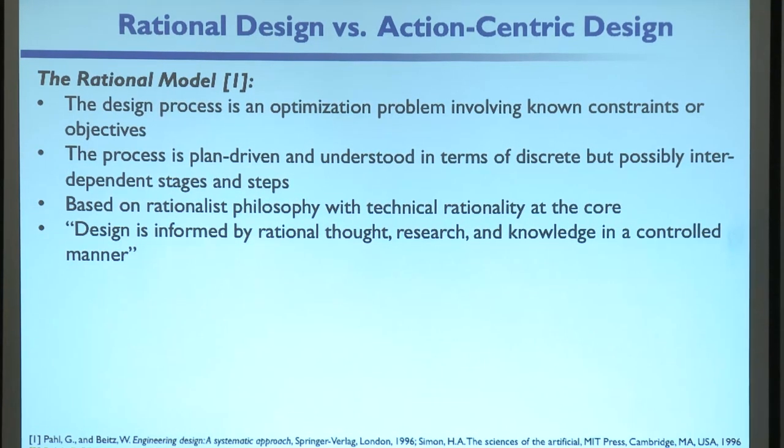But there are basically two ways people have done design in history. I mean, you can argue that this is too simplistic, but the first method is known as the rational model. It's basically an optimization problem involving known constraints and objectives, lots of plans. It's understood in terms of discrete steps, maybe interdependence, based on a very reason-based rationalist philosophy with technical rationality at its core. I think as engineers, this is what we're most familiar with.